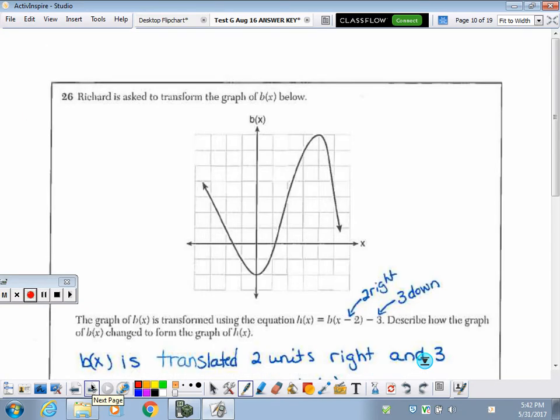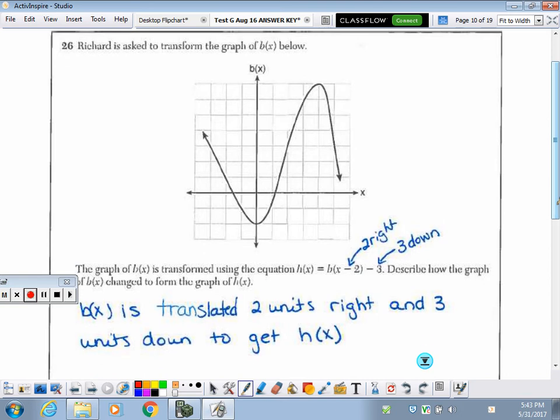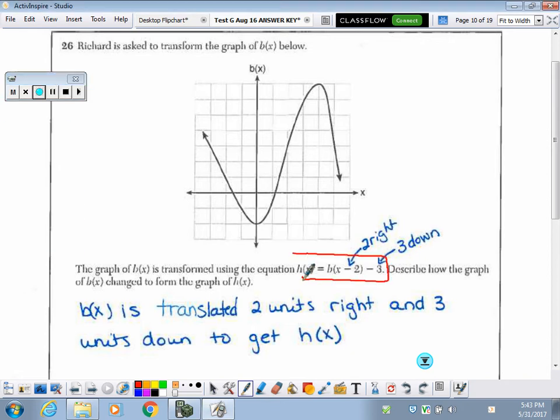Okay, moving to number 26. So in this graph, B of X, all they want us to do is to describe how the graph has changed to form the graph H of X. So we don't actually see H of X graphed. We see the original function B of X graphed here, and then they tell us, by using function notation, what transformations are going to occur. So inside of the parentheses, minus 2 means that we are going to move 2 to the right, and here, of course, we know that means we're going to move 3 down, and we just have to state that on the bottom.